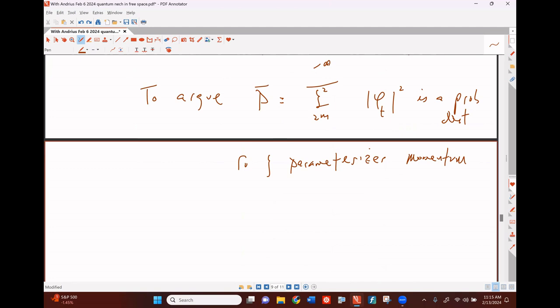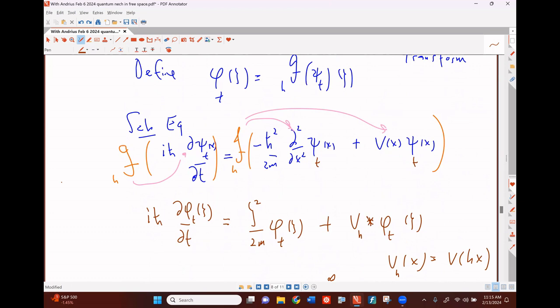But anyway, next time we'll argue that zeta is actually momentum, and then we'll solve the Schrodinger equation in free space, which is quite simple in the momentum domain, and then we'll transform back into the spatial domain, and you get an explicit formula. It's a little more complicated than the original wave packet, but it can be analyzed quite easily, and we'll find out how fast that wave packet spreads out.